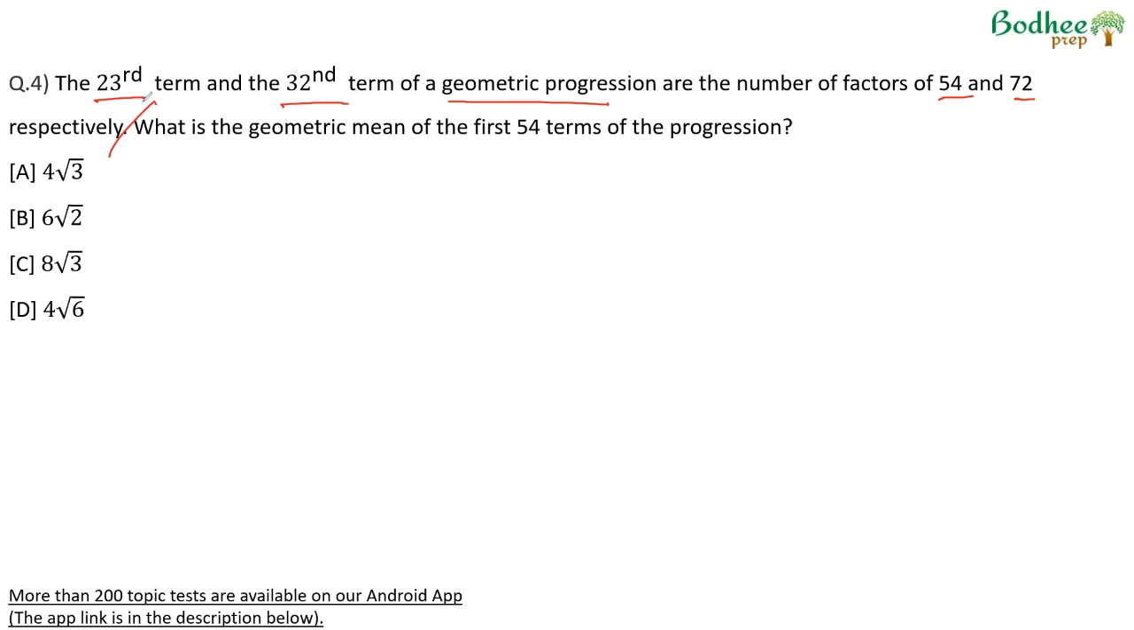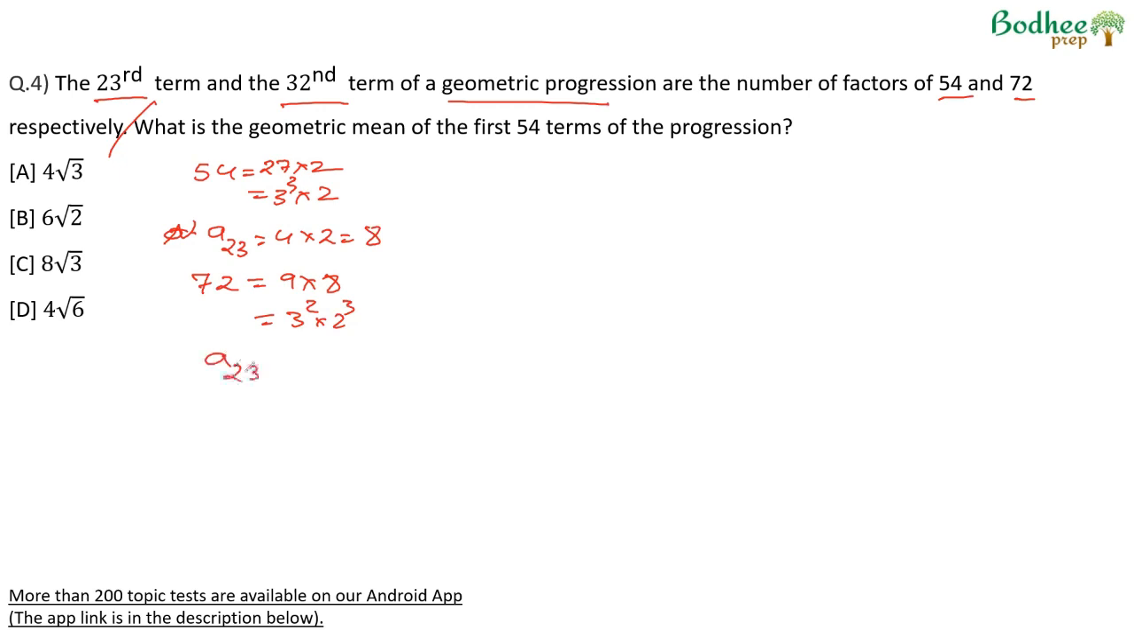Okay. Now, first of all, let us look at factors of 54. 54 is 27 into 2, which is 3 cube into 2. So the number of factors, or the 23rd term, will be 3 plus 1 into 1 plus 1, which is 8. If we look at 72, 72 is 9 into 8, which is 3 square into 2 cube. So the number of factors here, that is the 32nd term, will be 2 plus 1, 3 into 3 plus 1, 4, which is 12.